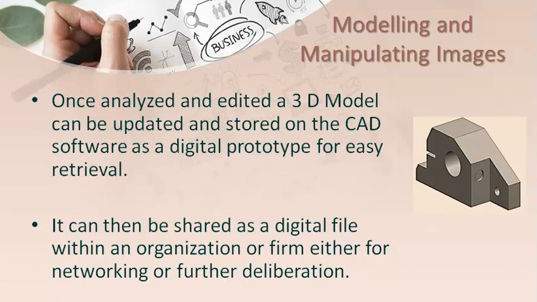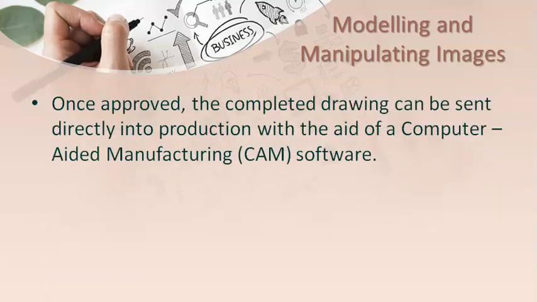Once analyzed and edited, a 3D model, such as the one shown on the right of the screen as an insert, can be updated and stored on the CAD software as a digital prototype for easy retrieval. It can then be shared as a digital file within an organization or firm, either for networking or further deliberation, prior to being moved into production. Now, once approved, the completed drawing can be sent directly into production with the aid of computer-aided manufacturing software, CAM software that is.